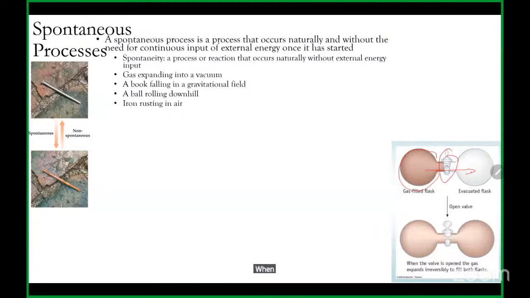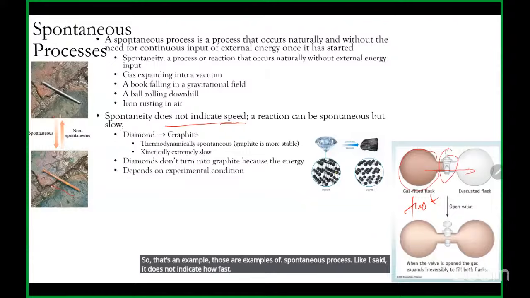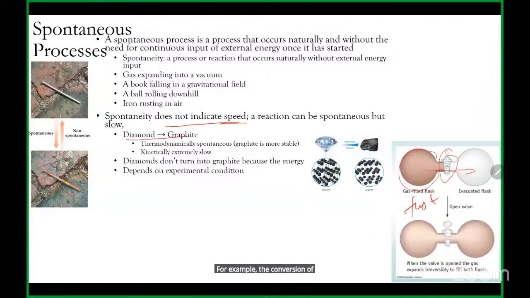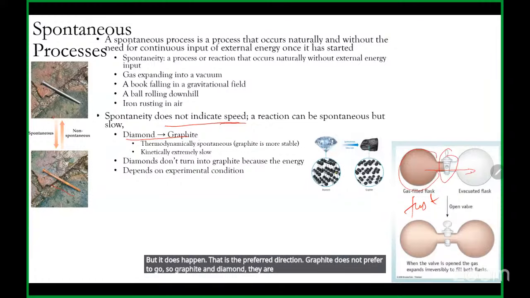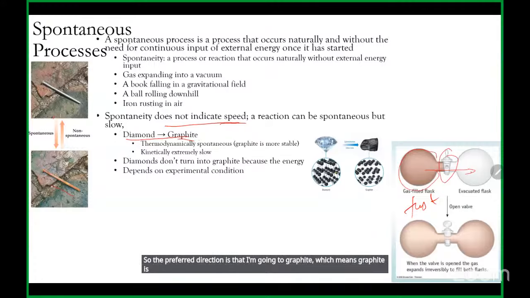This one is a fast reaction. When you put iron in water, it rusts. Those are examples of spontaneous processes. Like I said, it does not indicate how fast. For example, the conversion of diamond to graphite takes years, but it does happen. That is the preferred direction. Graphite does not prefer to go back. Graphite and diamond are two different allotropes, that is, different forms of carbon. So the preferred direction is diamond going to graphite, which means graphite is thermodynamically more stable.